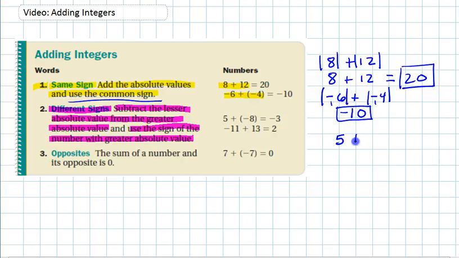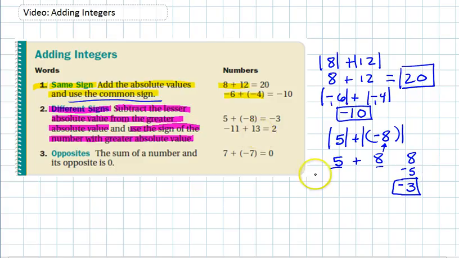If I have 5 plus negative 8, right? Let's find the absolute value of our two numbers, 5 and 8. It says subtract the lesser, which would be 5, from the greater, which would be 8. So 8 minus 5 gives me 3. Now I need to use the sign of the number with the greatest absolute value. Well, the greatest absolute value was negative 8. So my sign for my answer must be a negative.